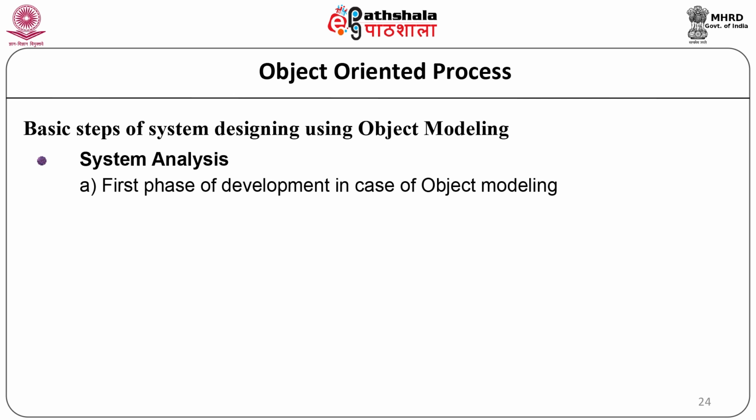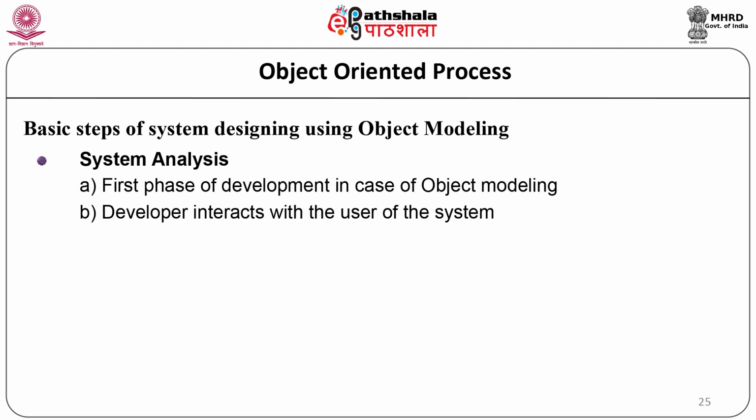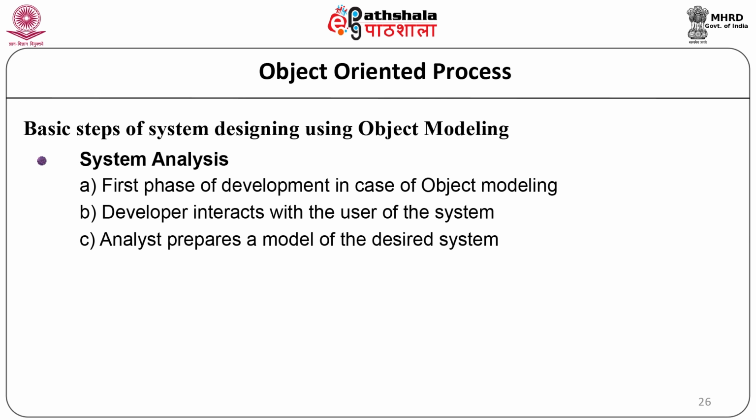For example, in case of a banking system, a customer is an object, a checkbook is an object, and even an account is an object. In simple terms, object modeling is based on identifying the objects in a system and their interrelationships. Once this is done, the coding of the system is done.